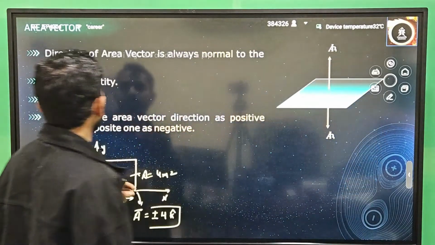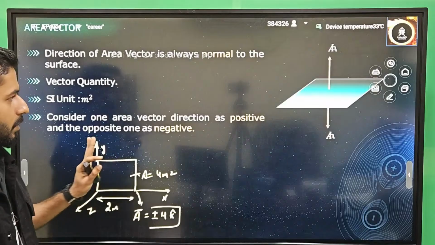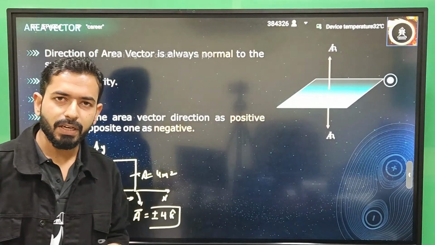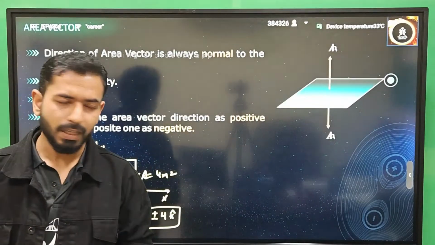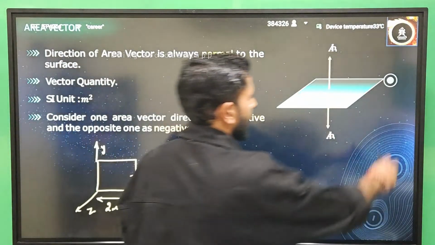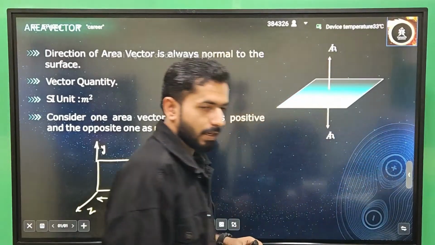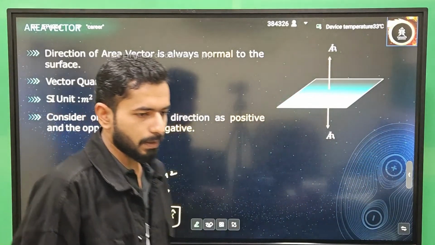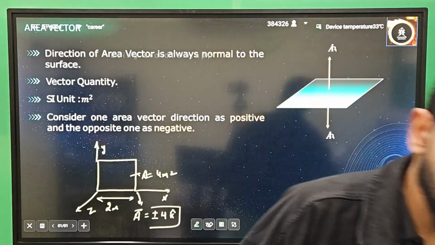Before that, firstly understand about vectors. What are area vectors? Till now, I guess it is very clear to you that area is a vector quantity. Then we will come to flux. Firstly, understand what area is. Area is a vector quantity. I will explain how area is a vector quantity and what the direction of that vector is.